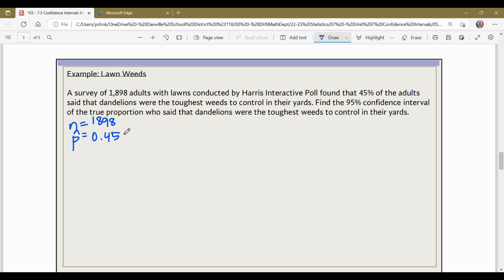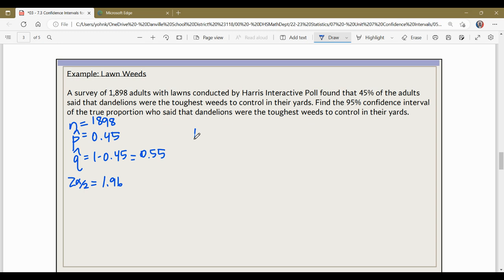So that 45%, kids, is your p hat. So they're already telling you what the sample proportion is. No need to calculate it like in the previous example. We can right away say that our q hat is 1 minus 0.45, or 0.55. We can also find our critical value z alpha over 2. It goes along with 95%, which is 1.96.